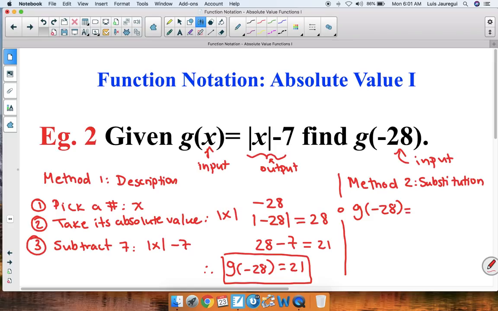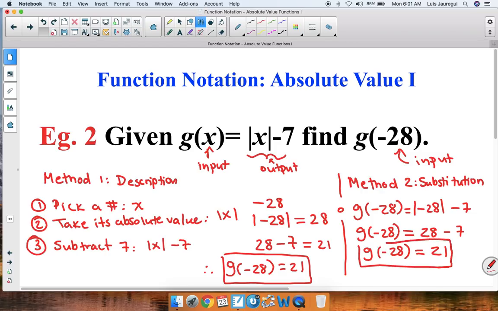So we're going to say that g of negative 28 is equal to the absolute value of negative 28, since we're going to write that instead of the x, minus 7. So we have g of negative 28 is equal to the absolute value of negative 28, which happens to be 28, minus 7. So we get that g of negative 28 is equal to 28 minus 7, which is 21. And notice, again, that regardless of which method we use, we get that g of negative 28 is equal to 21.